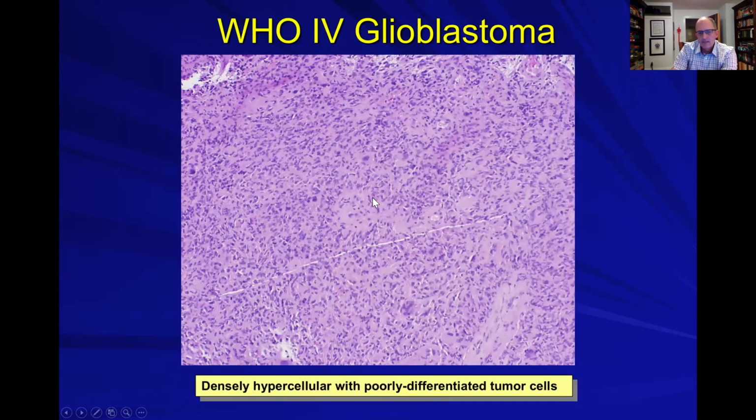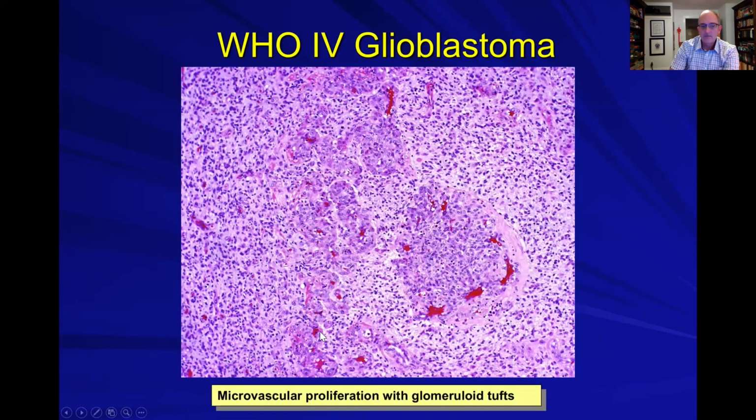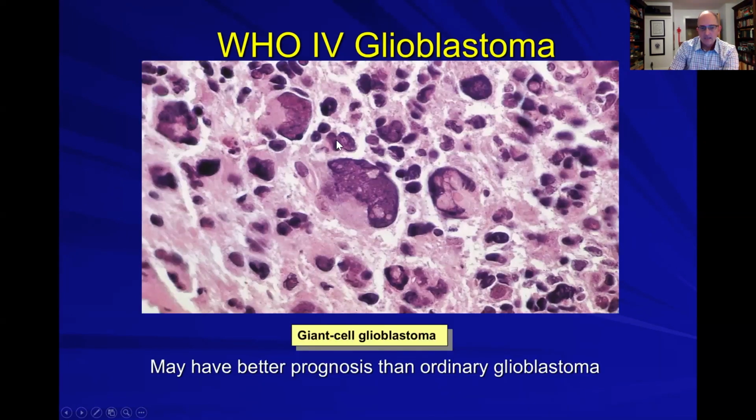So this is what it looks like. Cells are much more dense, much more pleomorphic. Here's a good example of that classic pseudopalisading necrosis that I mentioned. These tumors characteristically are going to have hypervascularity. So here's a good example of that. And sometimes they'll have some unusual cell types. Here's just one example called a giant cell glioblastoma that has these big, unusual, odd giant cells and multinucleated type cells. The interesting thing here is that if you diagnose that, they do have a little bit better prognosis than the general population of glioblastoma.